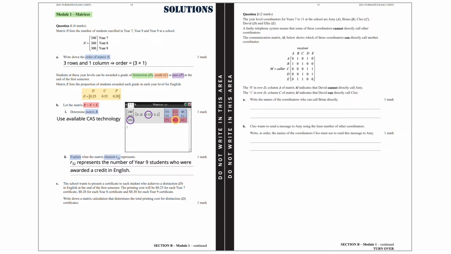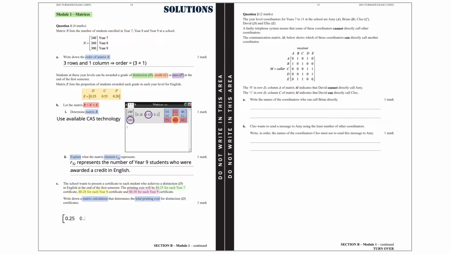Part C. The school wants to present a certificate to each student who achieves a distinction in English at the end of the first semester. The printing cost will be $0.25 for each Year 7 certificate, $0.28 for each Year 8 certificate, and $0.30 for each Year 9 certificate. Write down a matrix calculation that determines the total printing cost for distinction certificates.